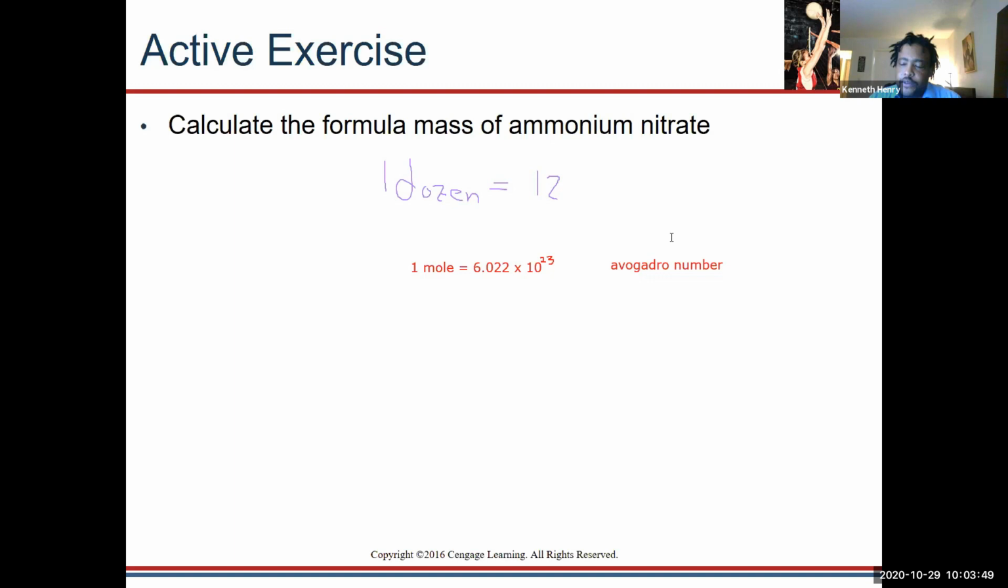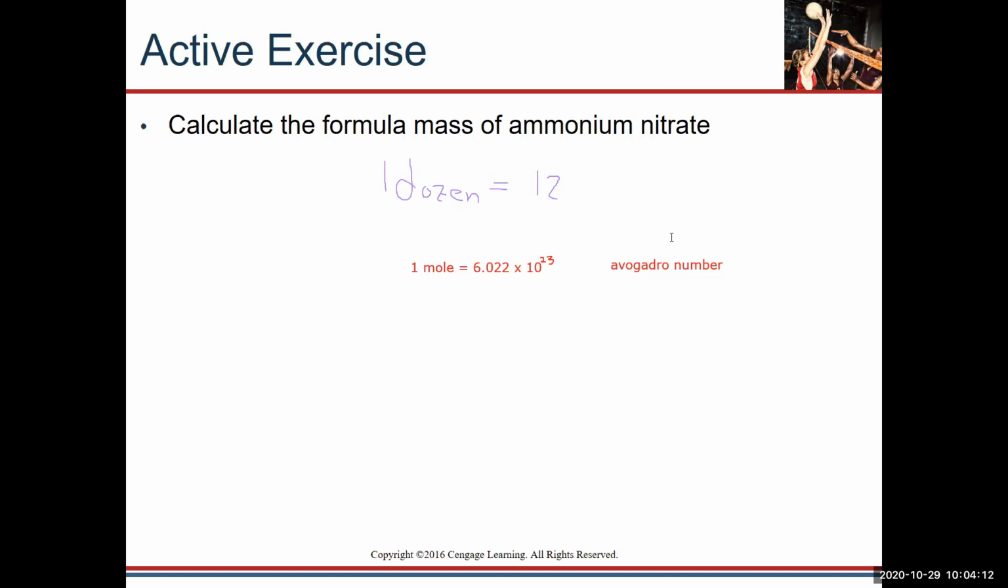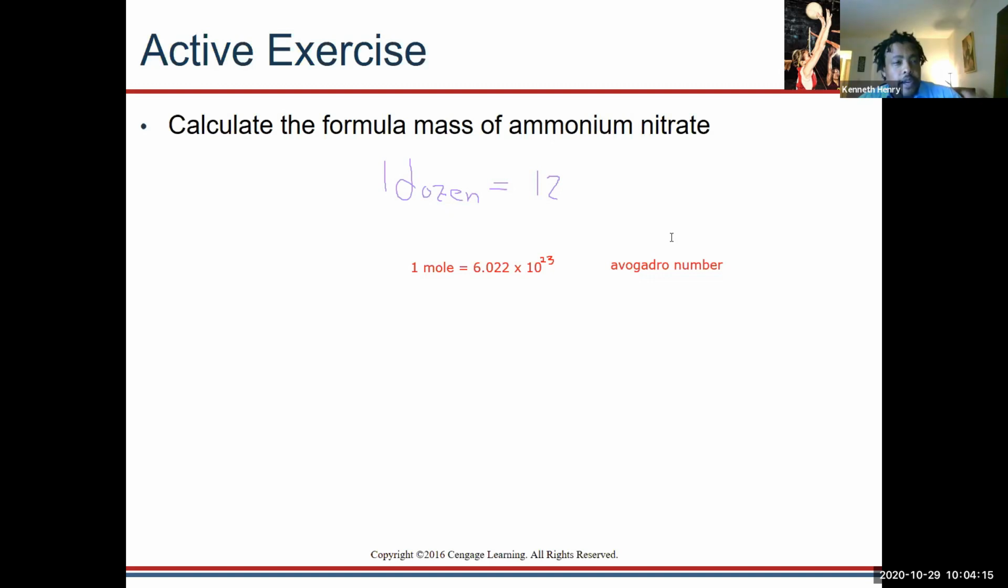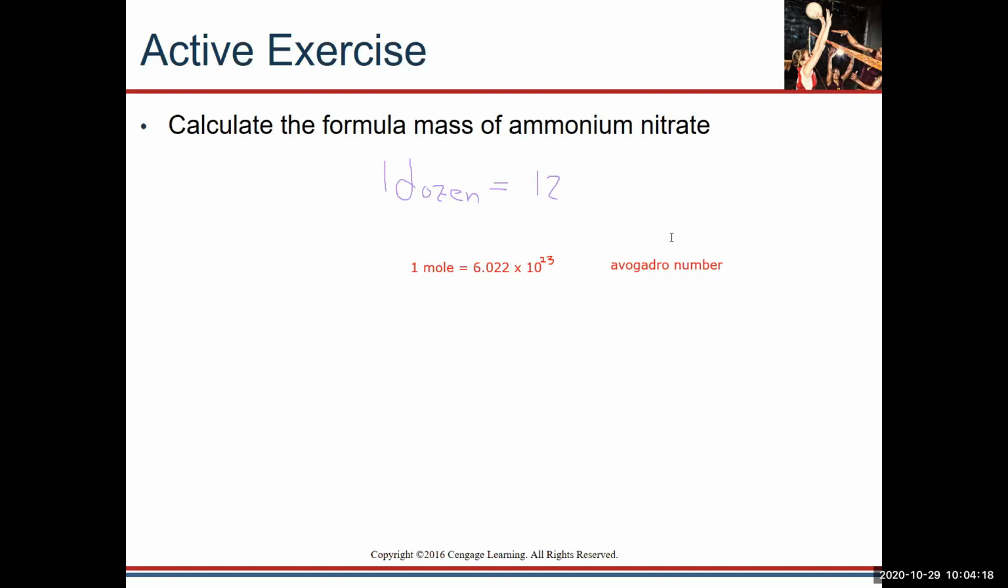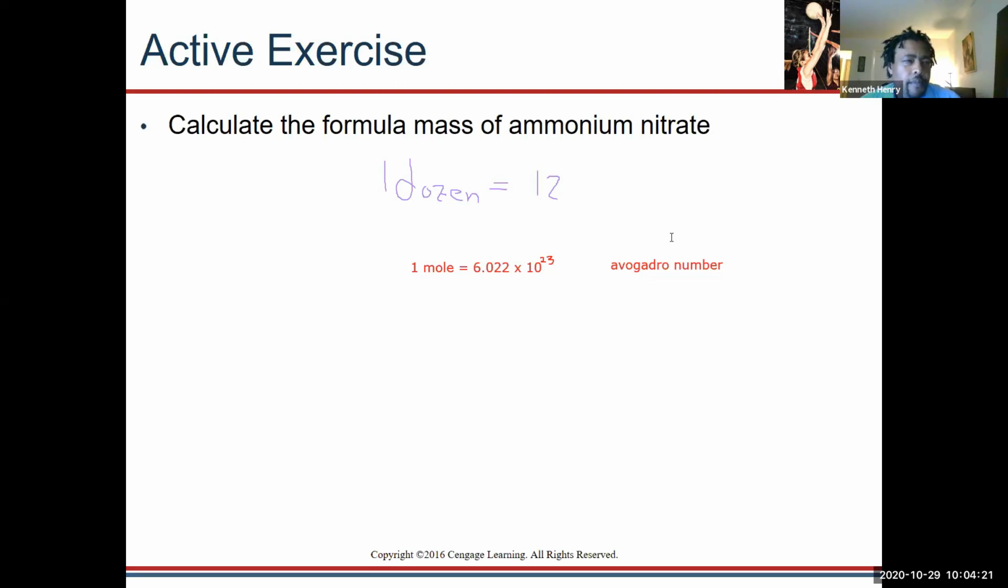Okay, so now I have another question for you. We'll go back with the dozen right now, and then we'll go to the mole. If I had a dozen of grapes and a dozen of apples, how many apples do I have? 12. How many grapes do I have? Well, 12. Okay. So would they weigh the same? No. Okay. Good. Now that's all clear. It makes perfect sense, right?